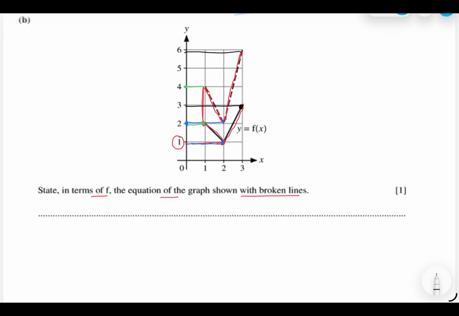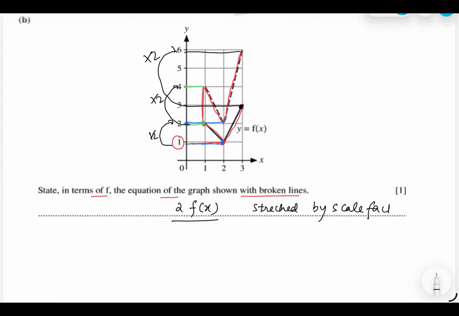Can you notice a pattern? See, the blue line multiplied by 2, the green line multiplied by 2, the black line multiplied by 2. So we know that the function is now twice f(x). Yes or no? It has been stretched by the scale factor of 2. Has it or not? Very good.